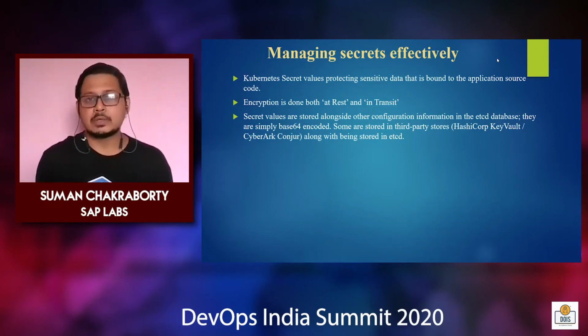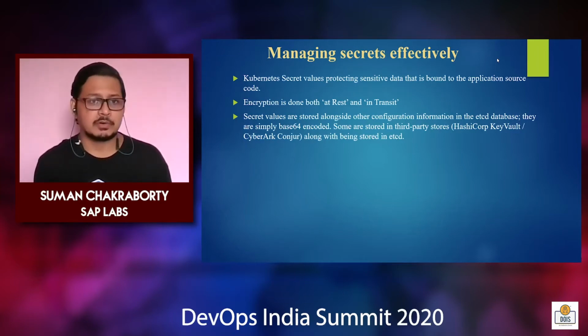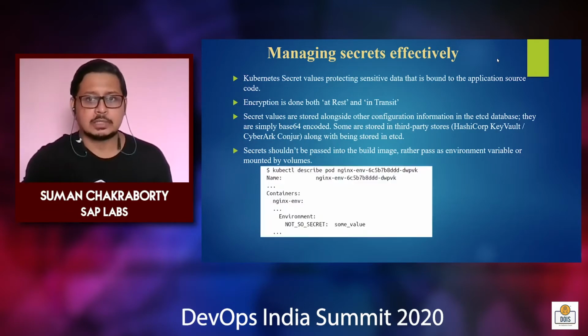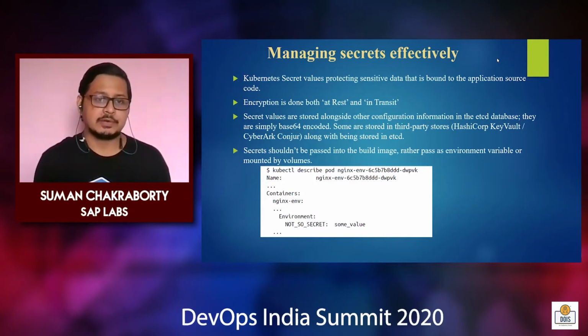Rather, we mount it on a volume and pass it where it can be encrypted at rest. Or we can use third-party security tools such as Vault from HashiCorp or Conjur from CyberArk, which can be managed together with etcd. And secrets should ideally not be passed into the build image, or passed as environment variables directly into the image section.